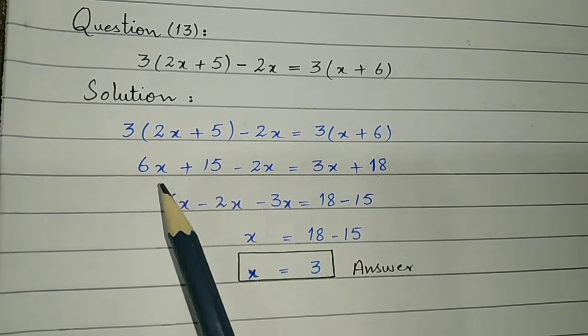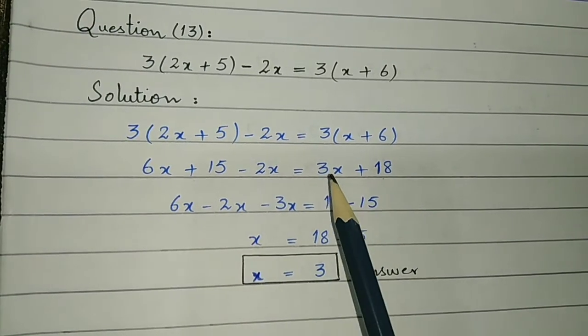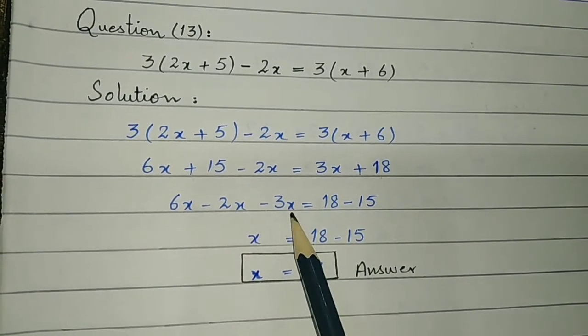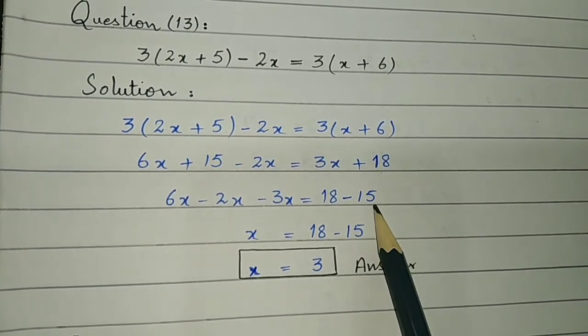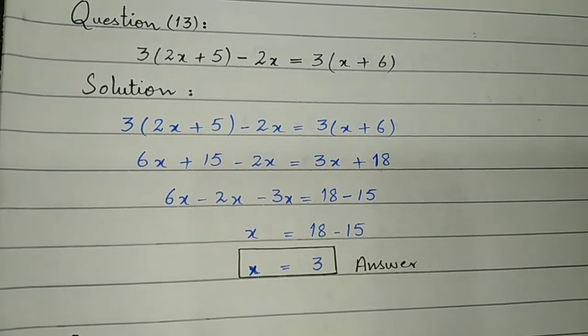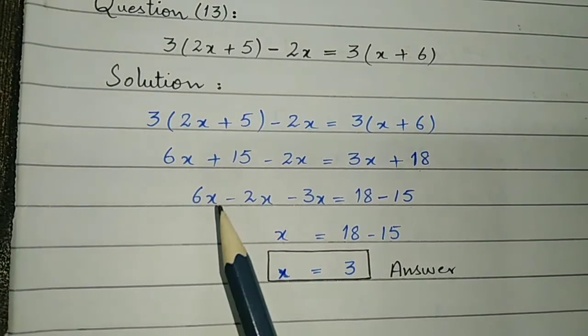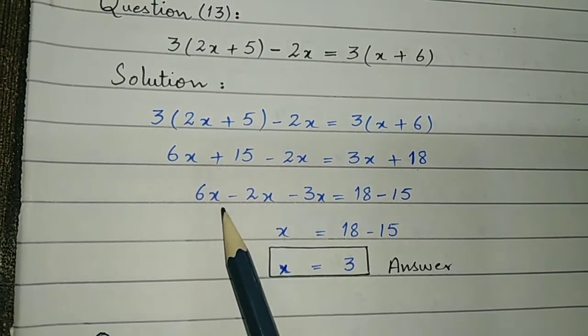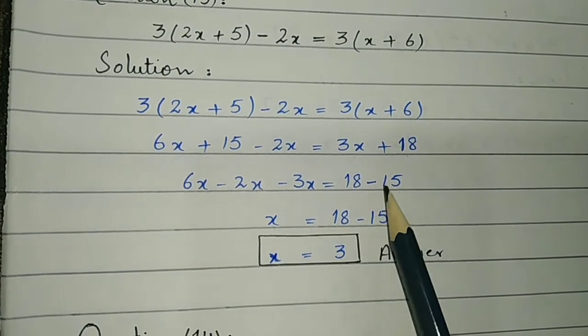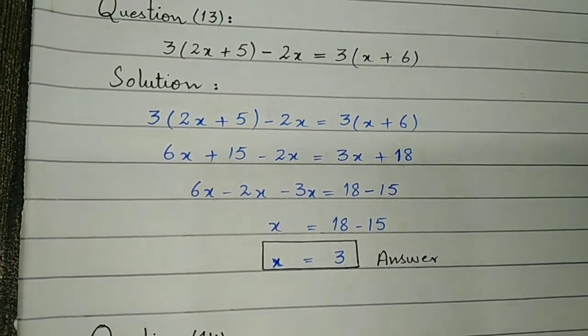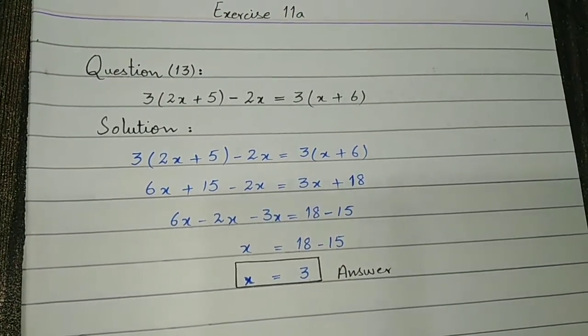Now we have to separate the like terms. 6x minus 2x and plus 3x will become negative 3x on the left hand side, equals 18. Positive 15 will become negative 15 on the right hand side. 6x minus 2x will become 4x. 4x minus 3x will become x, equals 18 minus 15, that is 3. So 3 is the solution set of this equation.